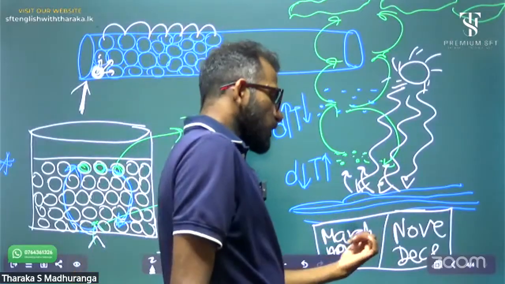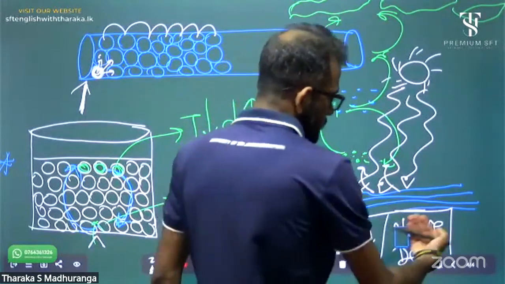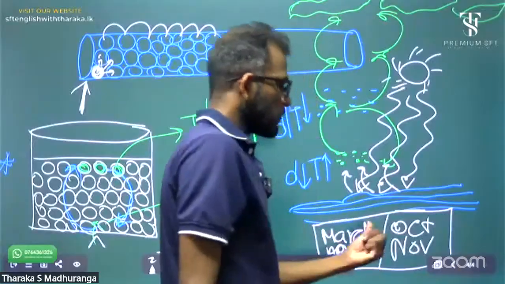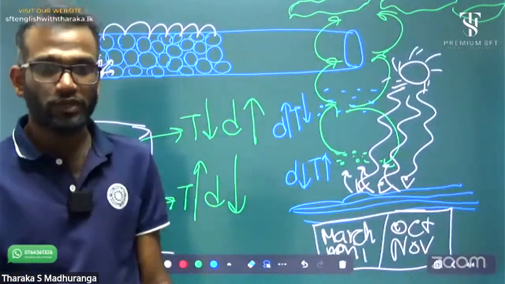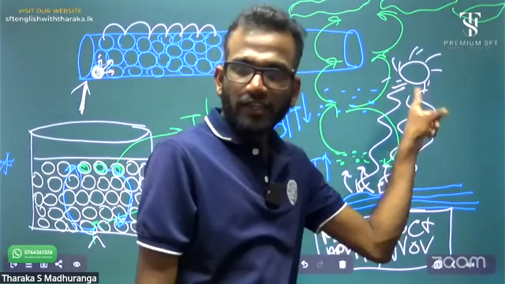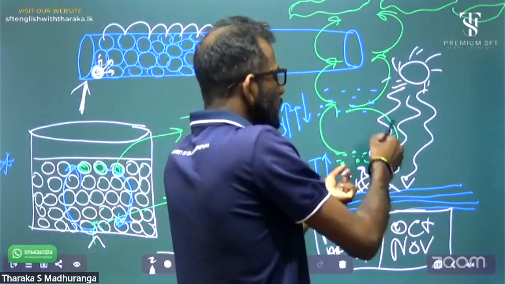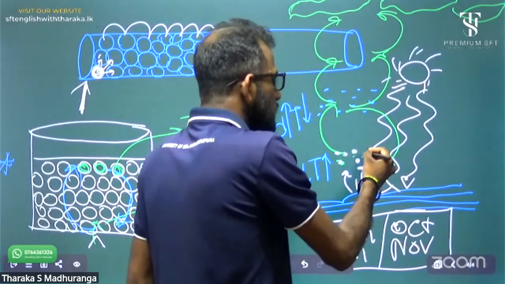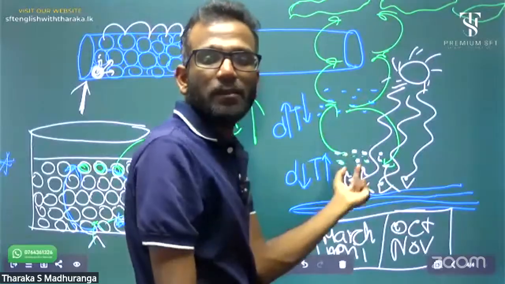Okay, do you know in Sri Lanka, October, November, March, April, there is a special rain type that we call convection rain or intermonsoon rain. The convection rain is formed due to this convection process: water vapors go to the upper atmosphere by convection due to density difference and temperature difference.